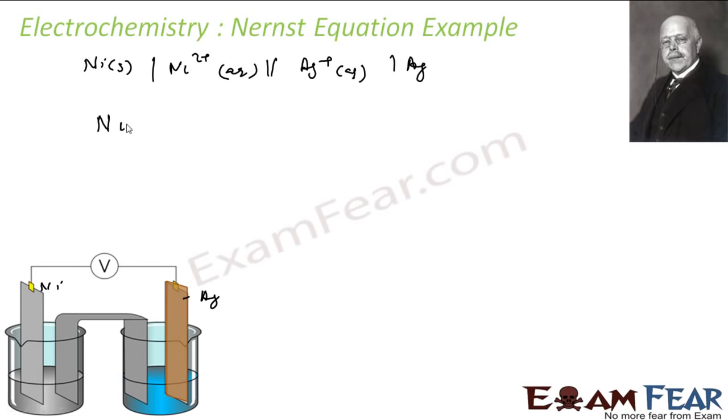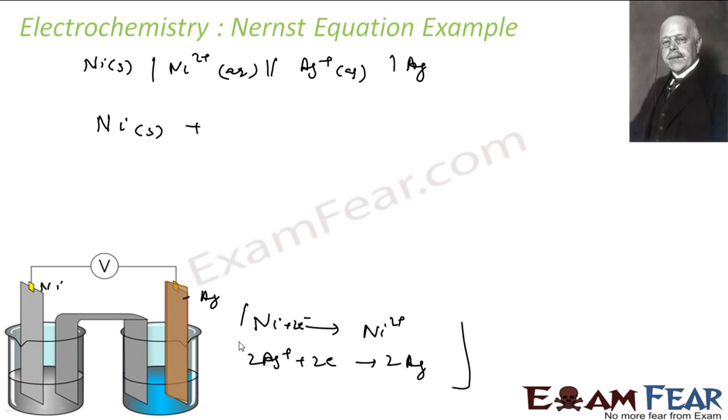The balanced equation is nickel solid reacts with... or if you want to find the first half, the electrode reaction. At the anode, nickel becomes nickel 2 plus, it gives 2 electrons, and here Ag plus will take 2 electrons to become 2 Ag. Correct? These are the 2 reactions. This is at anode, oxidation, and this is at cathode, reduction.